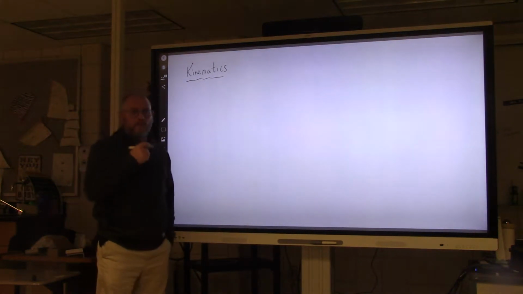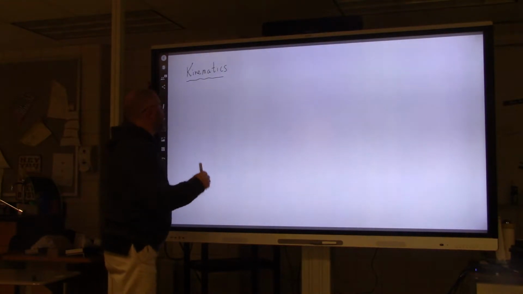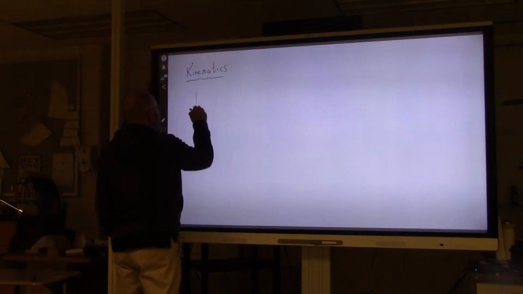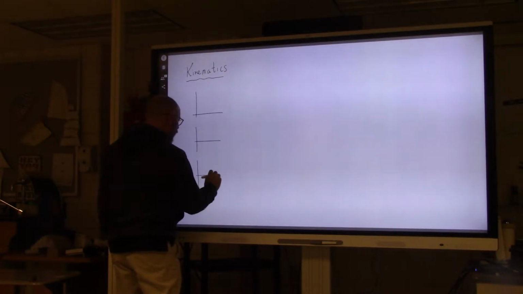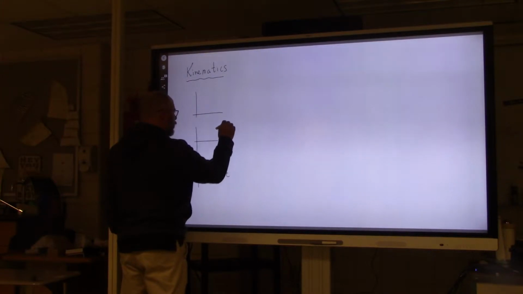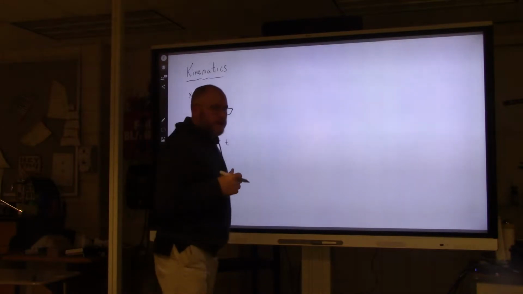So when we talk about kinematics, really we're talking about the motion of objects. That's the whole thing. We're talking about the motion of objects. So we basically have three types of graphs that we look at here: position, velocity, and acceleration.